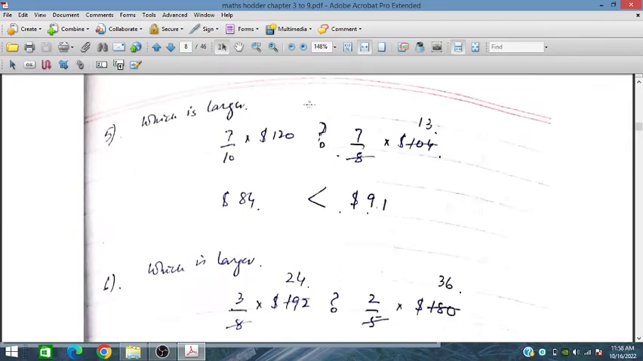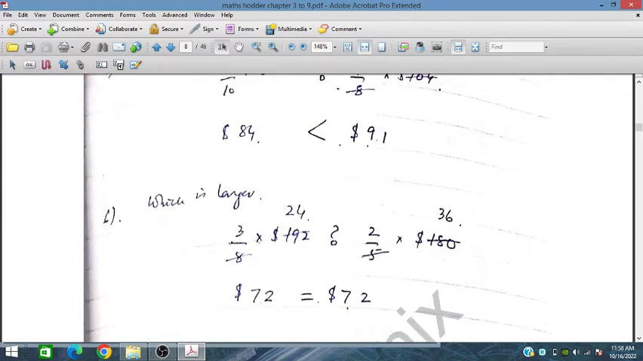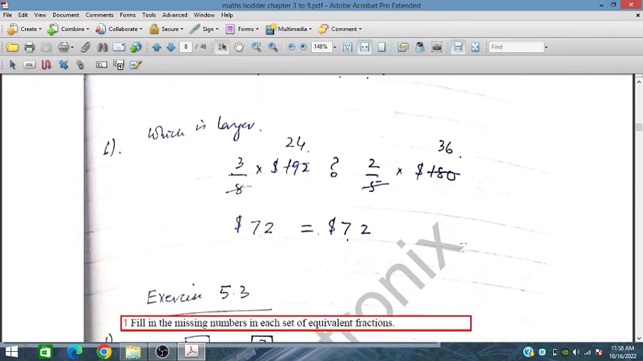Which is larger, 7 by 10 of 120 or 7 by 8 of 104? So just multiply and see that. So this is $91, so this one is greater. 7 by 8 of $104 is greater than 7 by 10 of $120. Which is larger, 3 by 8 of 192 or 2 by 5 of 180? So simply we see that both are equal.